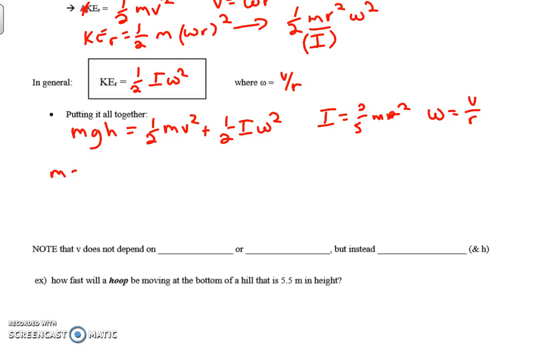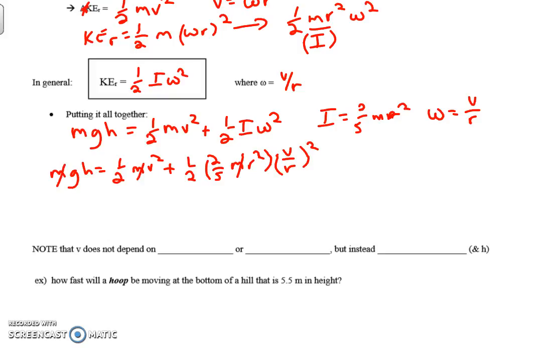So we have mgh equals 1/2 mv squared plus 1/2 times 2/5 mr squared times (v over r) quantity squared. All right, so let's tackle this mess on the second term. First of all, let's make it a little bit easier and cancel out the m's. So we have gh equals 1/2 v squared plus 1/2 times 2/5, so that's 1/5. The r squared and the r squared cancel out, and we have v squared. Oh, that's really nice, because this is going to simplify pretty well.